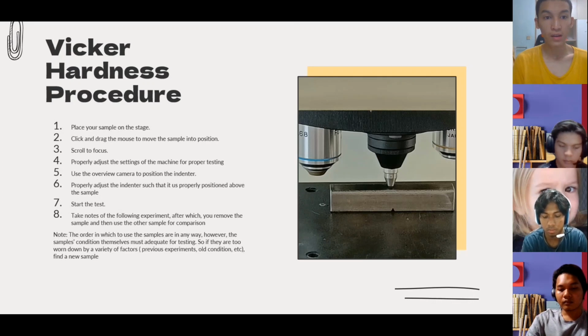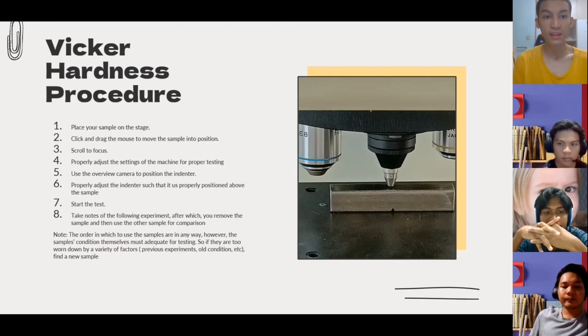Step 4, properly adjust the settings of the machine for proper testing. Number 5, use the overview camera in the machine to adjust the position of the indenter. Number 6, properly adjust the indenter such that it is positioned above the sample. 7th, start the test. And finally, take notes of the experiment, after which you should remove the sample and then use another sample for comparison.